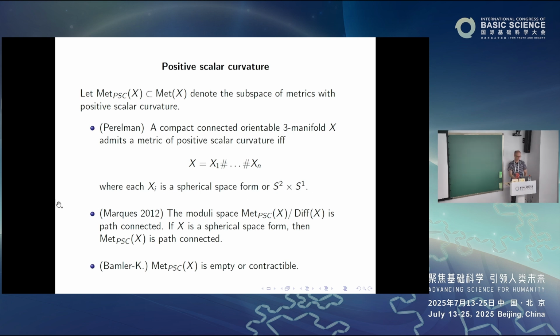But once you have one such metric, you can wonder what the space of solutions to this curvature condition looks like. So Marques showed that this moduli space, the quotient mod Diff, is path connected. In the case of spherical space forms, the space itself is path connected, and so we went from π_0 to full contractibility. Okay, so for any 3-manifold, the space is either empty or contractible.